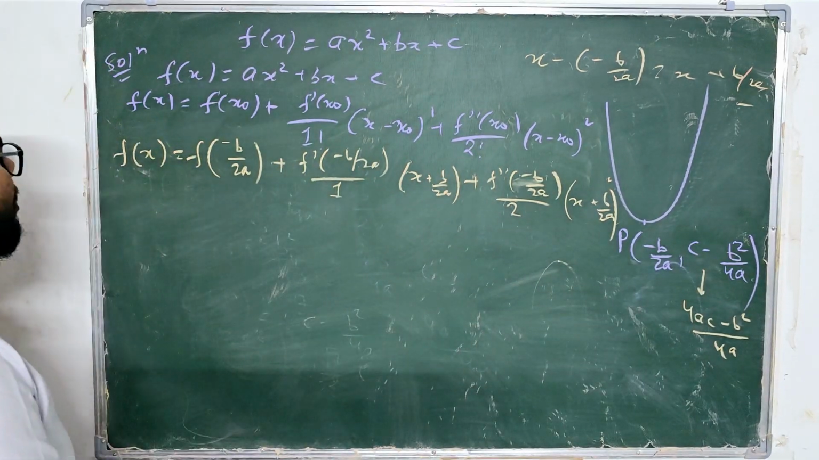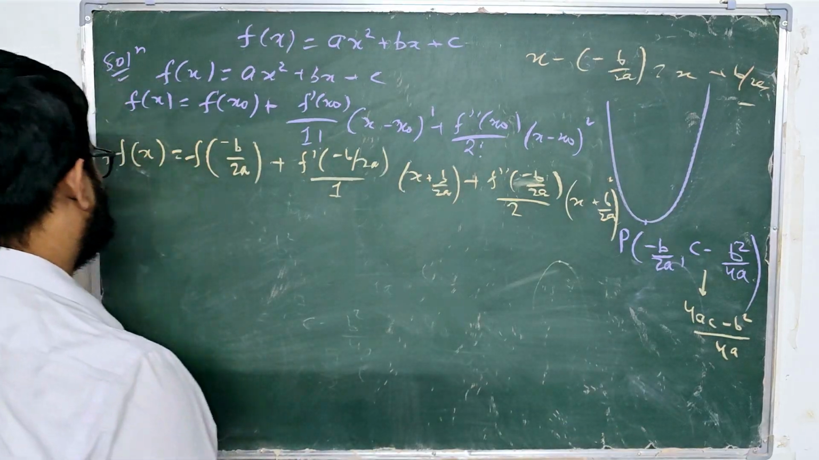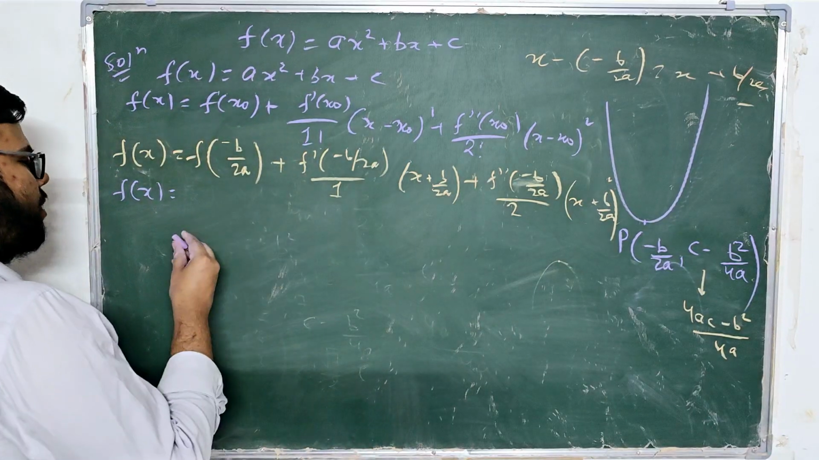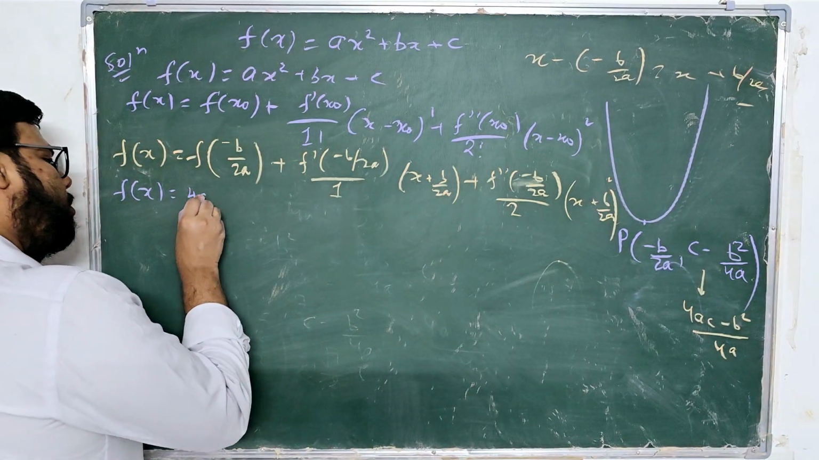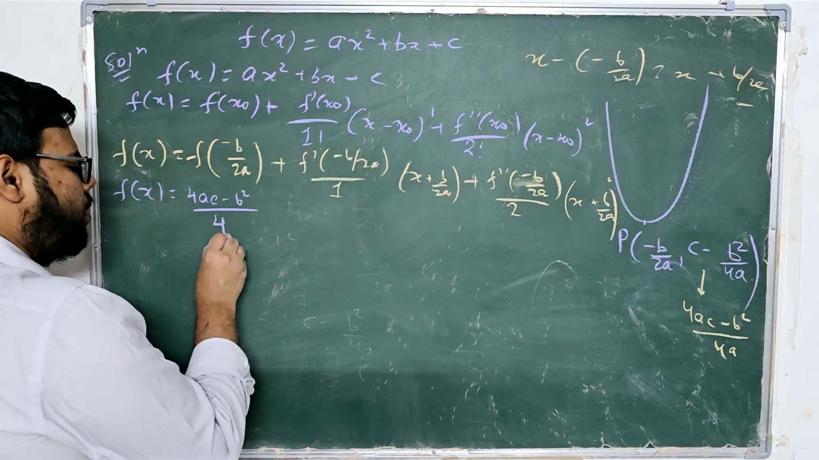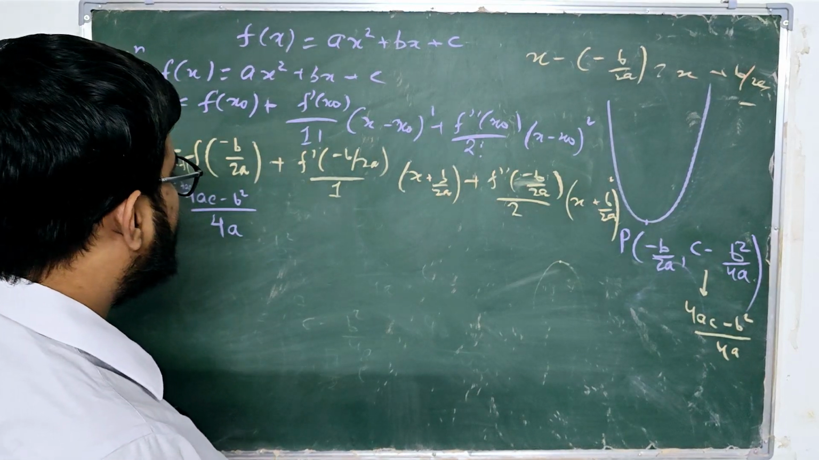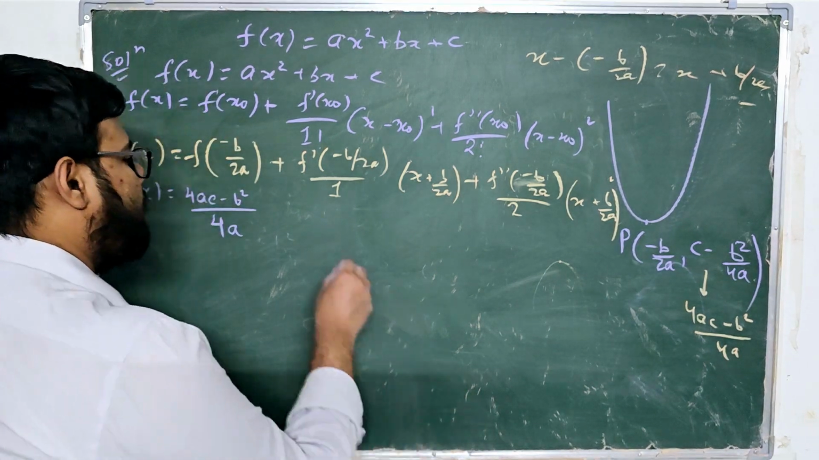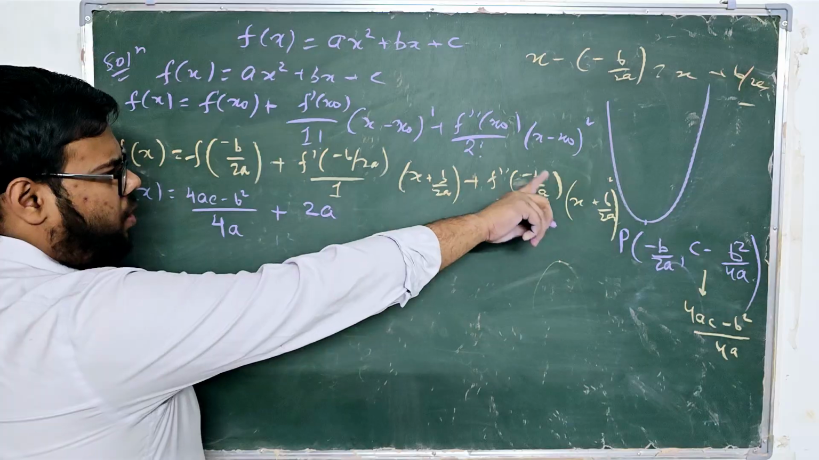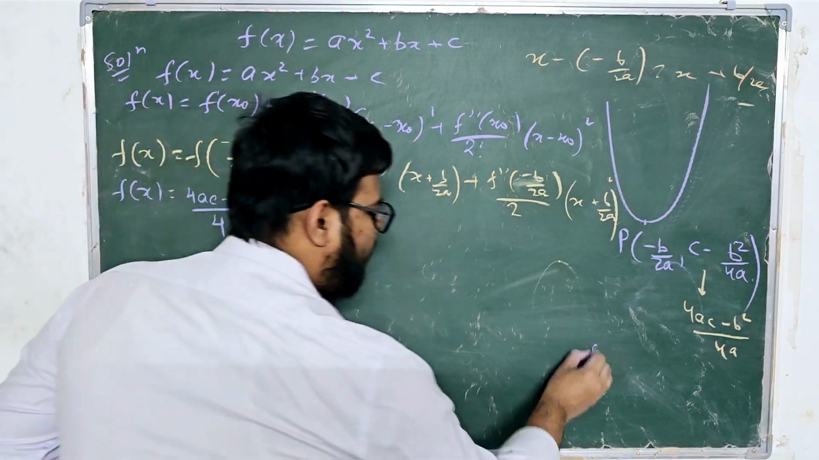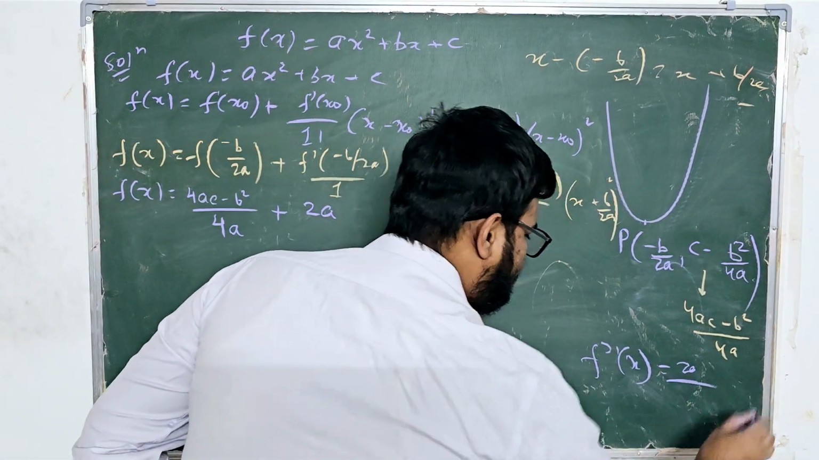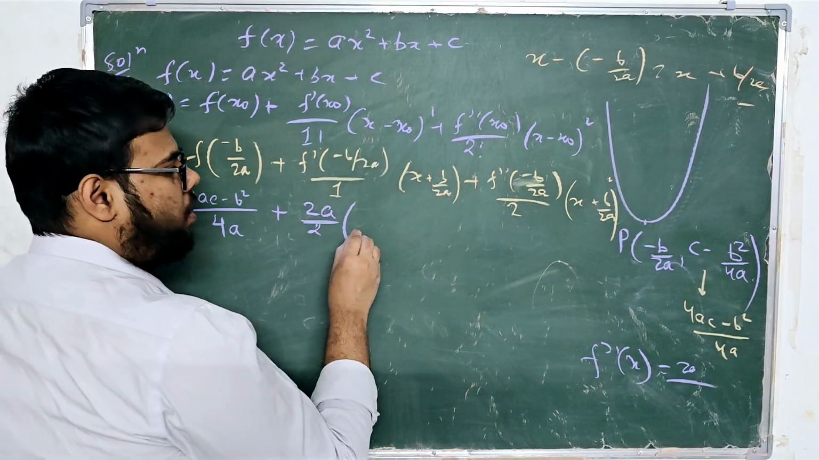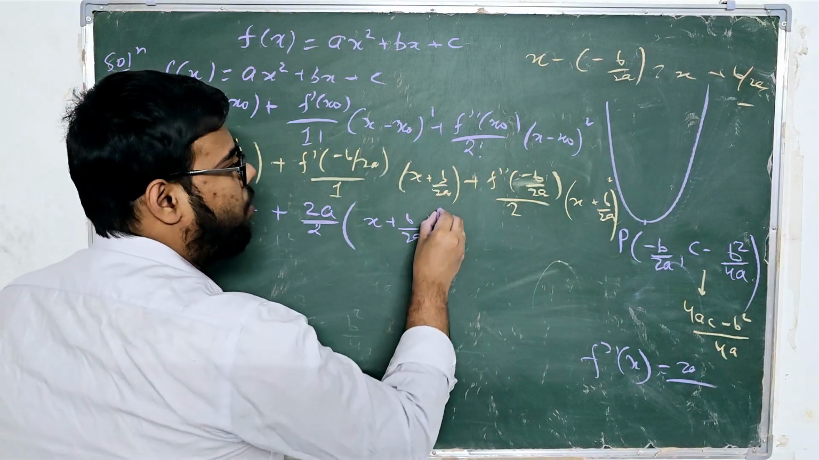So what is the function at negative b by 2a? It is equal to this quantity, which I can write as (4ac minus b square) by 4a, correct? And what's the value of f dash? It will be equal to 0, right? Plus 2a, we had proved that f double dash at x is 2a. 2a is a constant, so whatever you plug in there, you'll get 2a only, times (x plus b by 2a) whole square, correct?